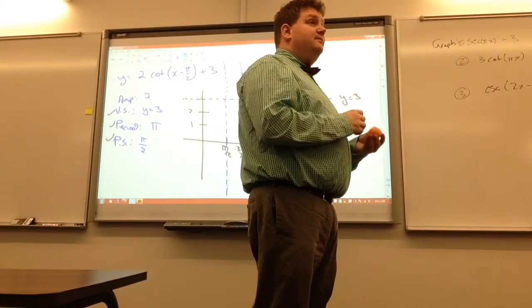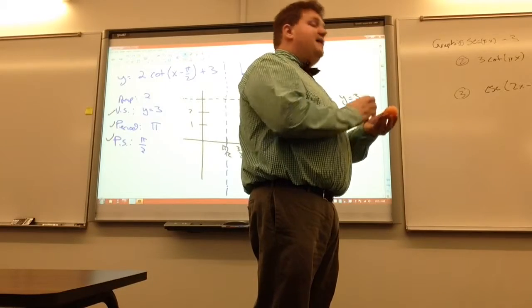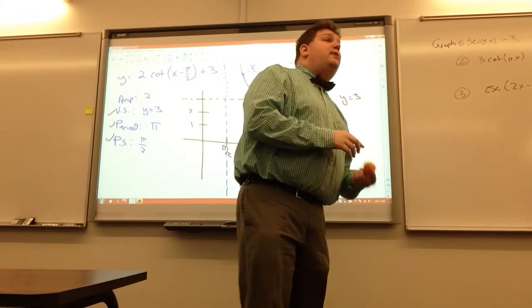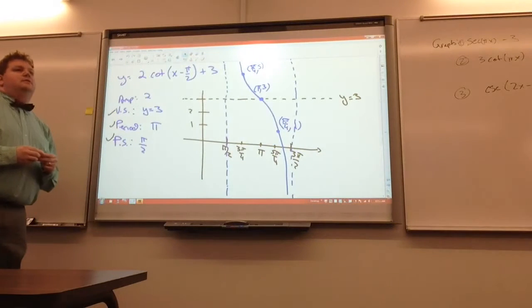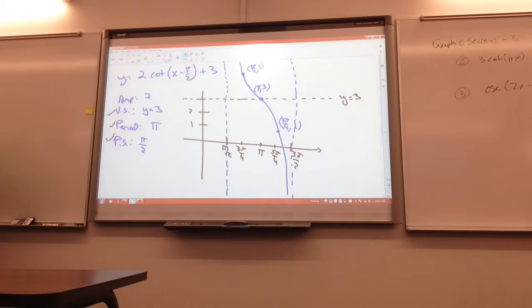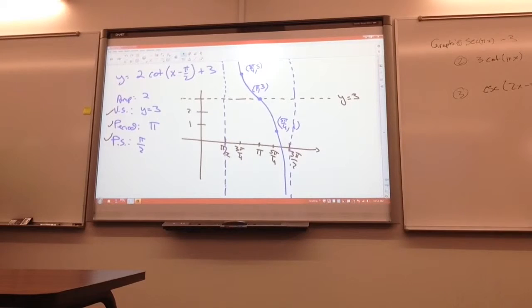How do you find the period for the cosecant? Cosecant has the same period as the sine, so it's 2 pi over b. So what's your b? It's 2 pi over 2, right? So it'd just be pi. There you go.